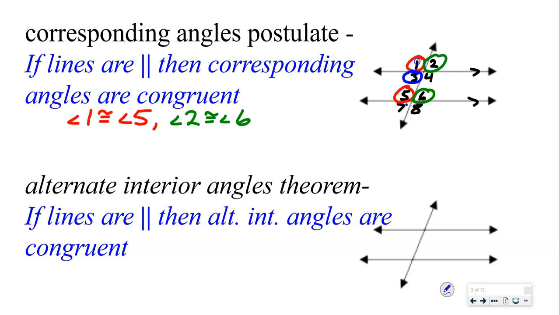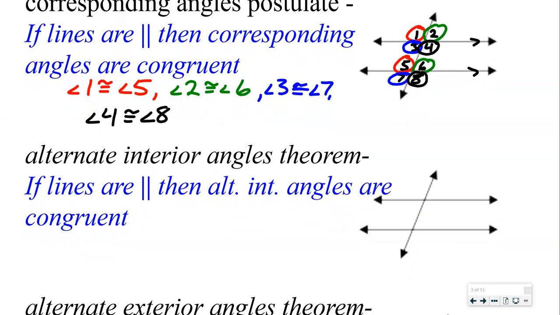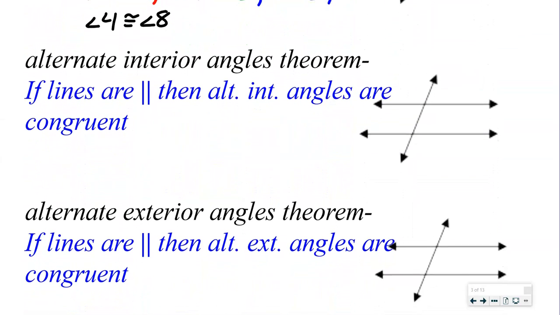Angle 3 and angle 7 would be congruent. And angles 4 and 8 would be congruent. That's your corresponding angles postulate. The lines have to be parallel for those to be congruent. Must be parallel.